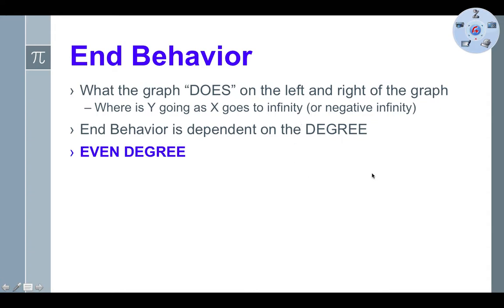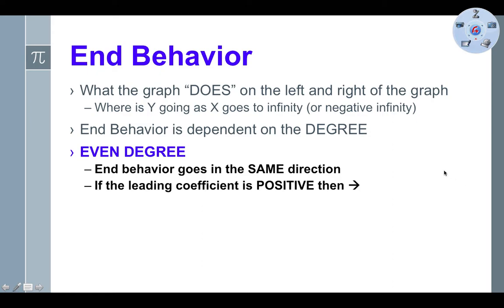So there are 2 different types of degrees. We have either an even degree, like 2, 4, 6, or 8, or we have an odd degree, and they both do something slightly different. So for an even degree, like a quadratic or like a quartic, the end behavior goes in the same direction, and we just pointed that out for a quadratic.